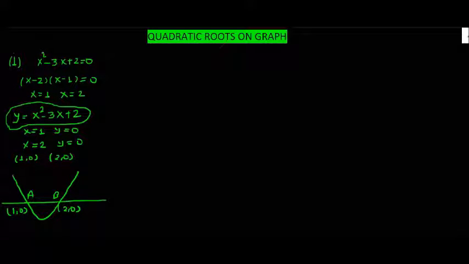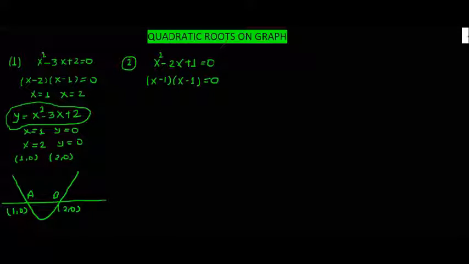Let another example. Okay, second case we take an example x² - 2x + 1 = 0. Factorize this system. It is (x - 1)² = 0. Means both roots are identical.